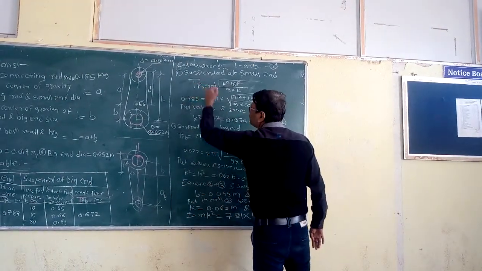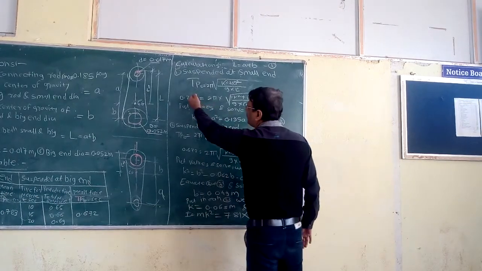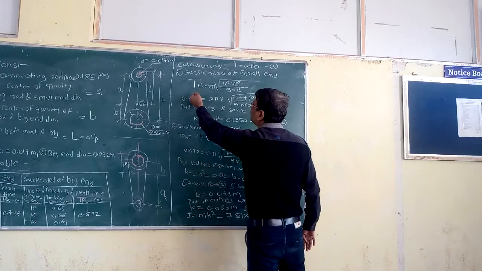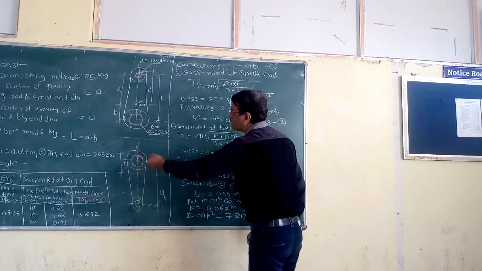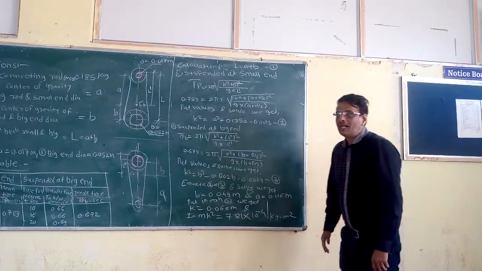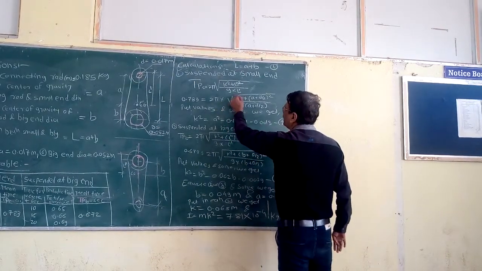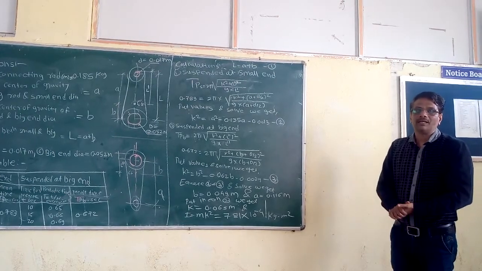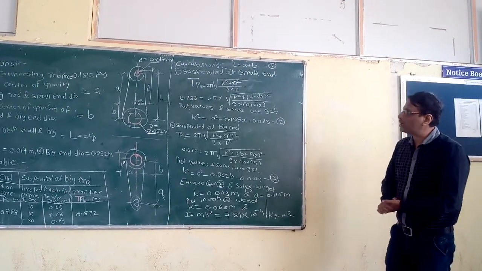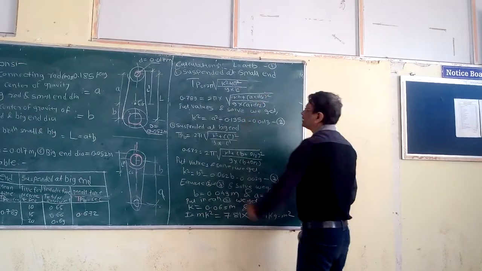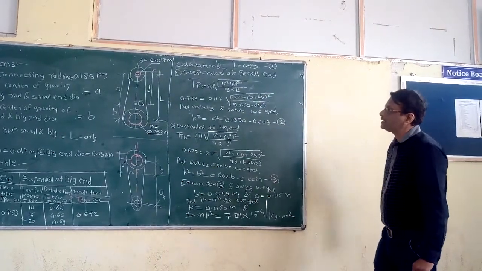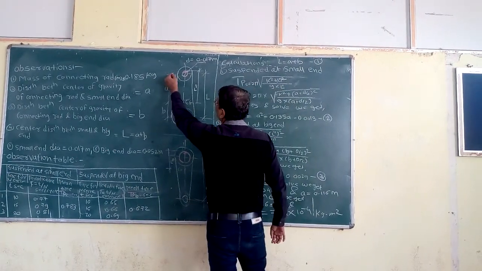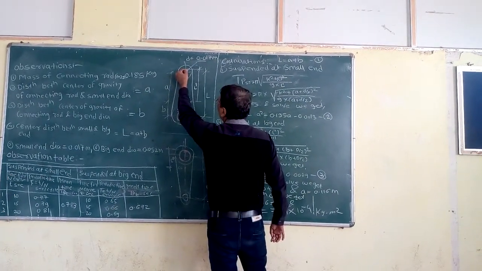Now the mean time period calculated by suspending it from the small end has been considered. It is nothing but 0.783. It is equal to 2 pi into under root of k square plus l dash square over g l dash. K is not known to me. K is nothing but the radius of gyration. It is not known to me. So how to find out l dash? That we are going to see here. What is l dash? This is A, and this is going to be the radius.